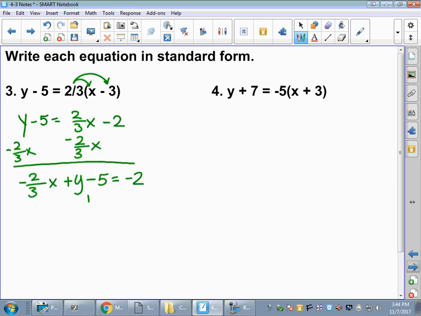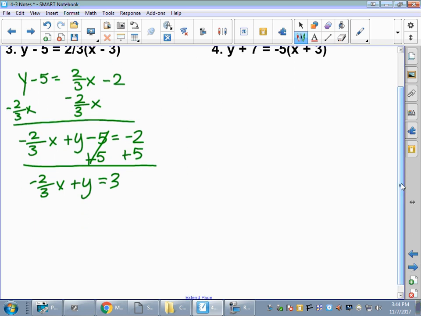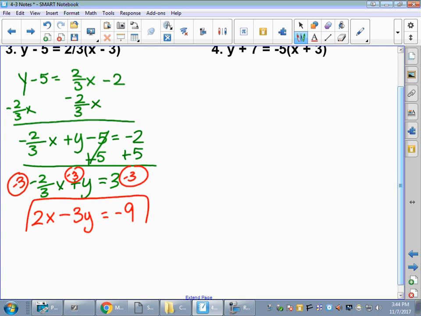I got to bring over that 5, so I'm going to add 5 to both sides. -2/3 x plus y is equal to 3. I'm in the right order for standard form, but it's a negative and it's a fraction. So if I multiply everything in this equation by -3, every single term, make it -3 times the size, the -3 times the -2 makes +6, divided by 3 gives me a 2x minus 3y equal to -9. Now I have true standard form.